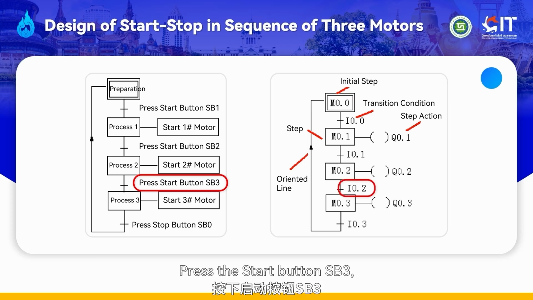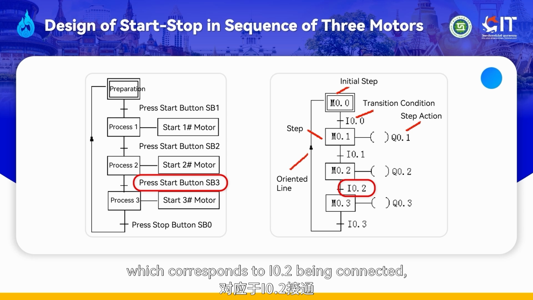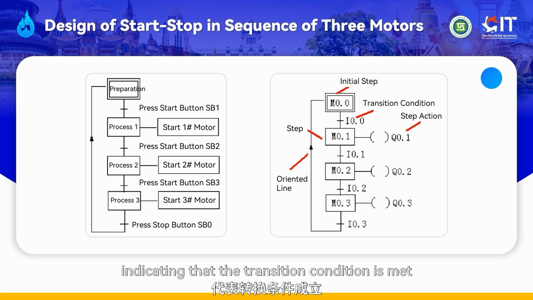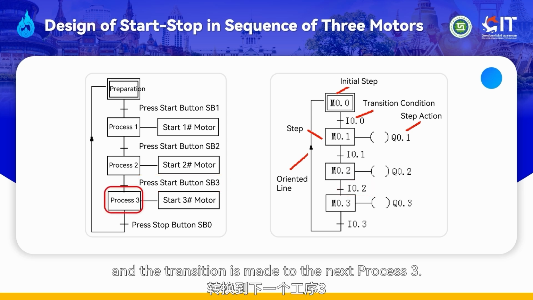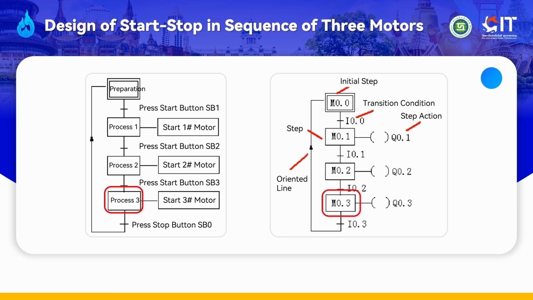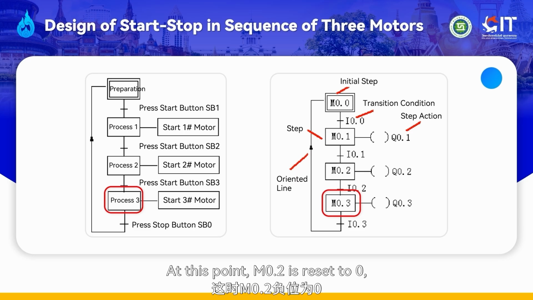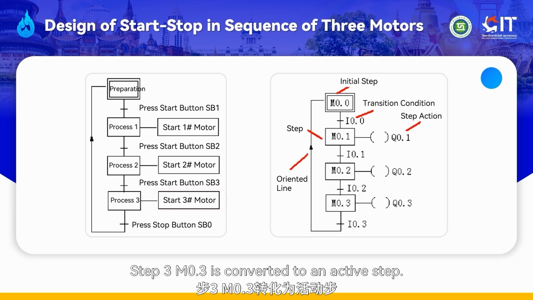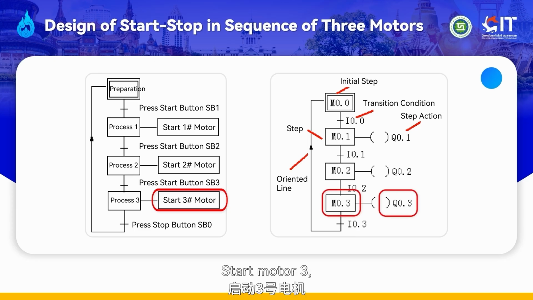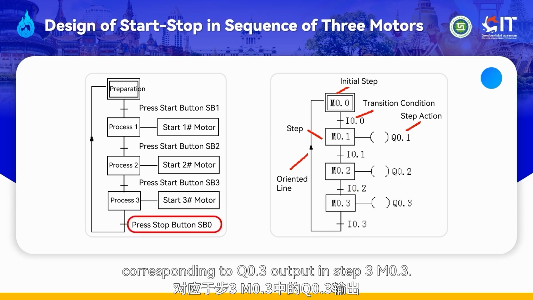Press the start button SB3, which corresponds to I0.2 being connected, indicating that the transition condition is met and the transition is made to the next process 3. Process 3 corresponds to step 3 M0.3. At this point, M0.2 is reset to 0, step 2 M0.2 is inactive, and M0.3 is set to 1. Step 3 M0.3 is converted to an active step. Start motor 3, corresponding to Q0.3 output in step 3 M0.3.